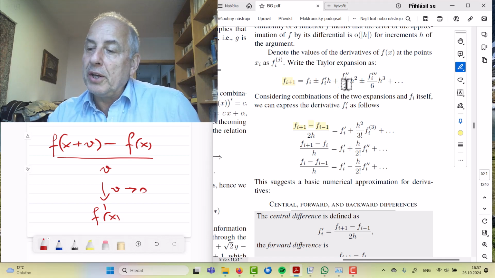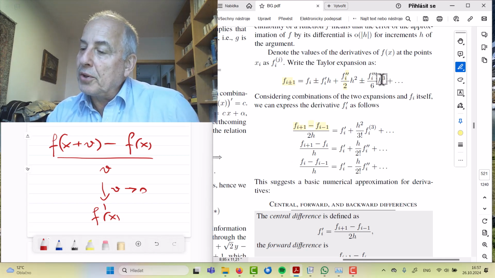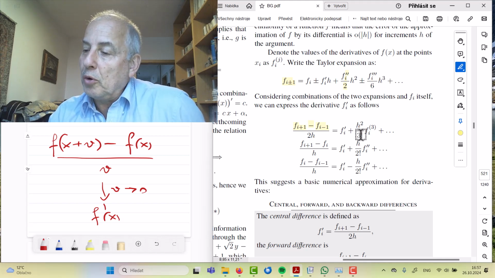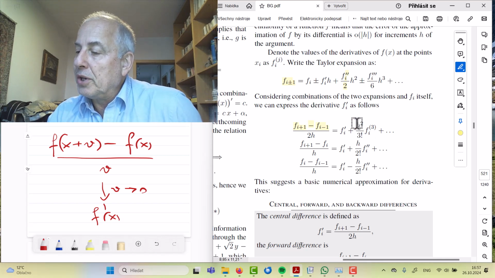So this guy just goes completely. That will not be appearing. And the next one will be the third one, divided by 2h, you see, so that will be only 3 factorial here, and there will be the third derivative, but it's h squared.